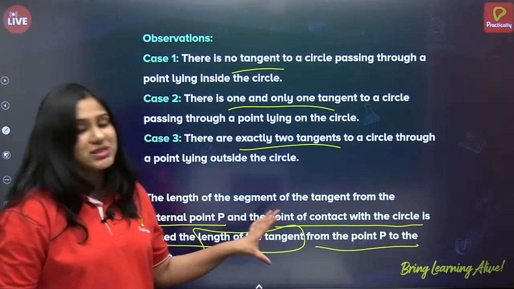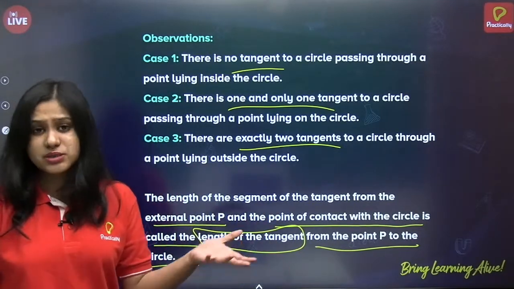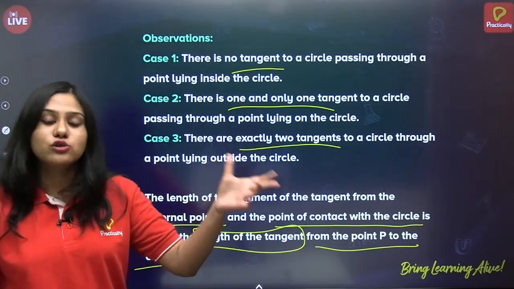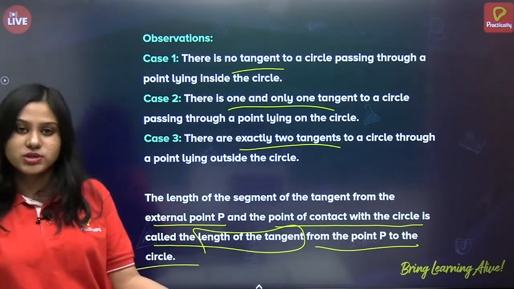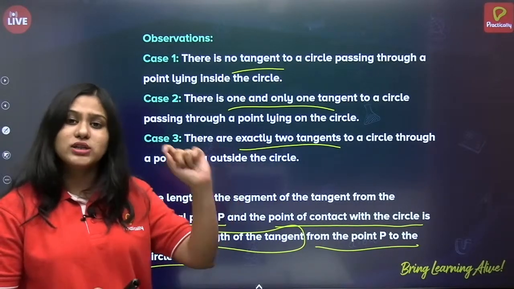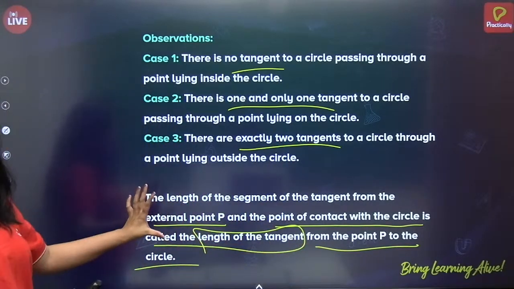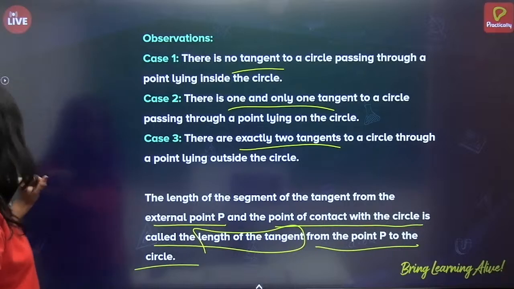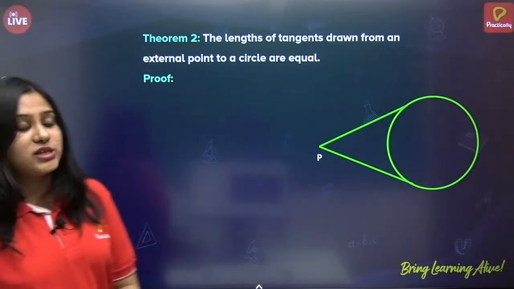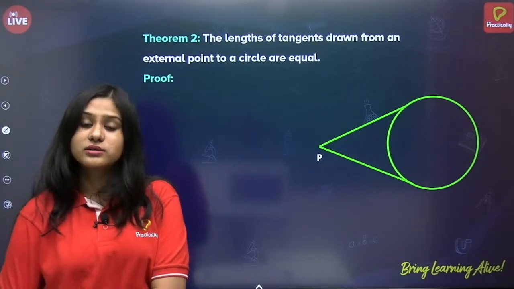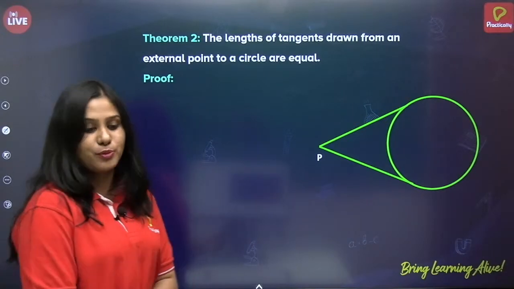Okay, so this statement can be seen many times in the question. You will be given that the length of the tangent from a point P to the circle. So, just make sure that the point is outside the circle. Okay, so this is just for information to solve a few problems. Next, based on this, let us see a theorem and also we'll see the proof for it.